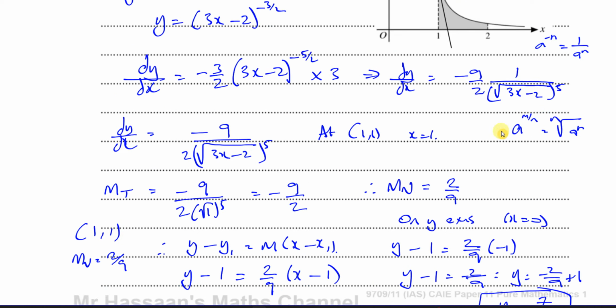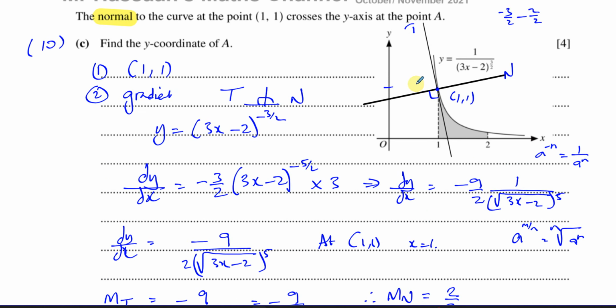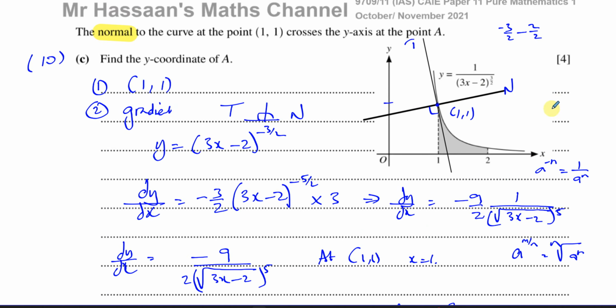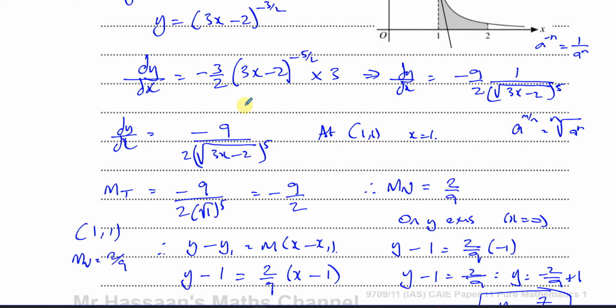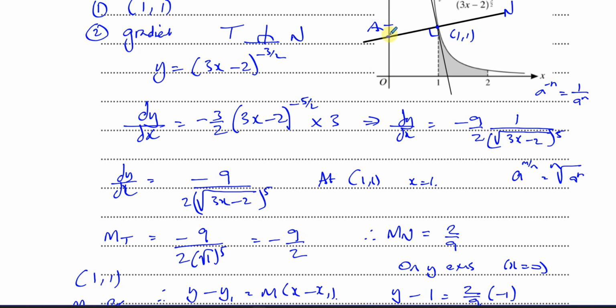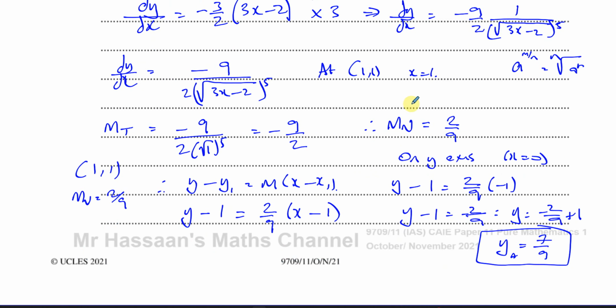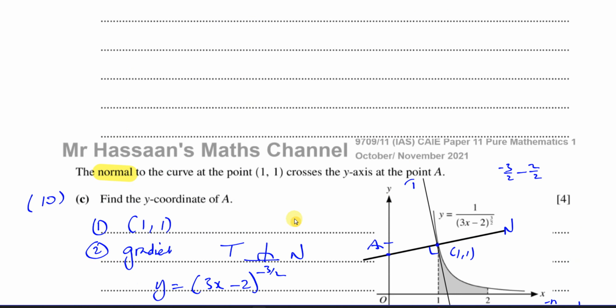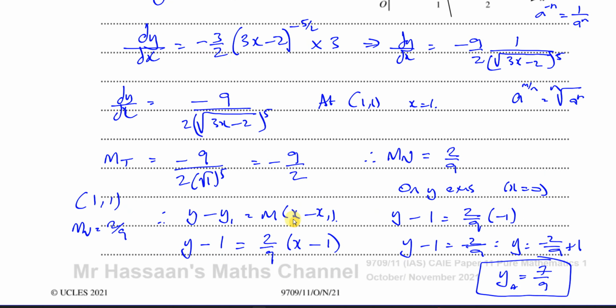They only want the y coordinate of the point A. A is the place where it crosses the y-axis, and of course the x coordinate is going to be 0 there anyway. So there's the answer to that question. We don't actually have to find the whole equation of the line, but it's not a big deal if we do. It's just going to be y = 2/9 x + 7/9. So we can see 7/9 is the y-intercept. So there's the answer to question 10, part C.